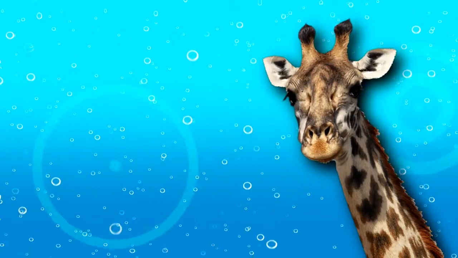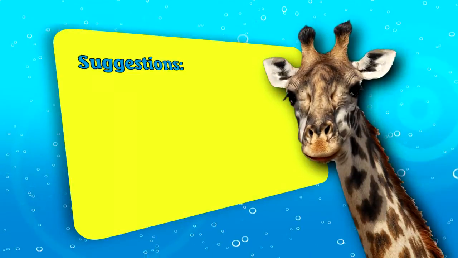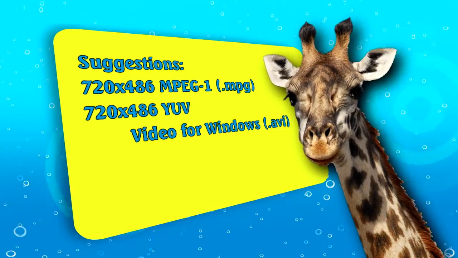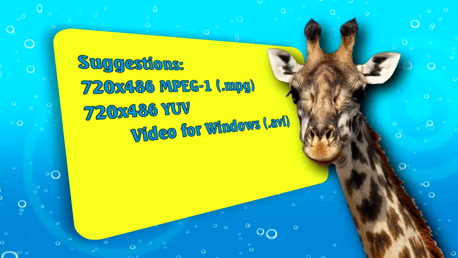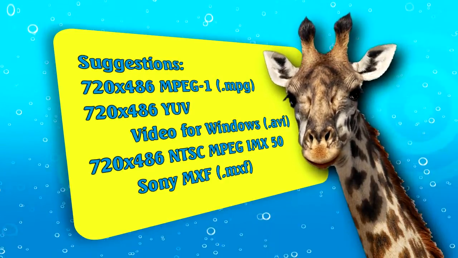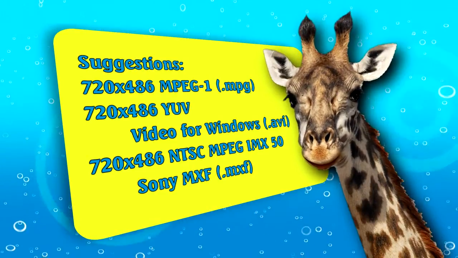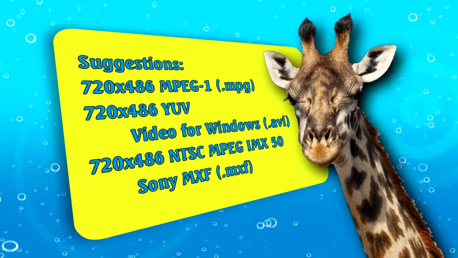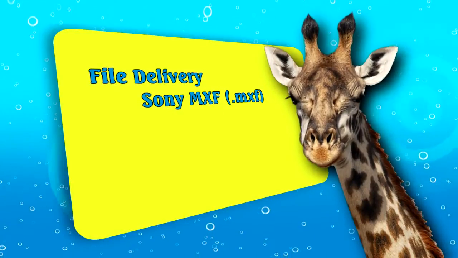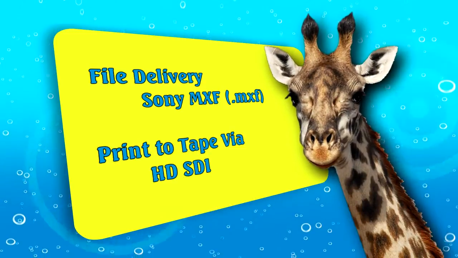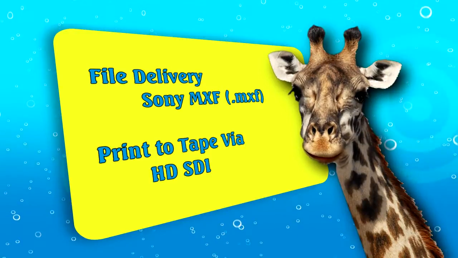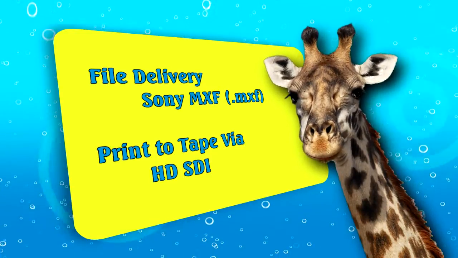external file. I found the best options for delivering standard definition files are to deliver a 720 by 486 MPEG-1, a 720 by 486 YUV encoded video for Windows AVI file, or a 720 by 486 Sony MXF using the NTSC MPEG IMX50 template. For high-definition files, you can send out captions inside Sony MXF files, or you can send them out to tape via HD-SDI. Vegas Pro does not support captions inside an MP4 file of any format.